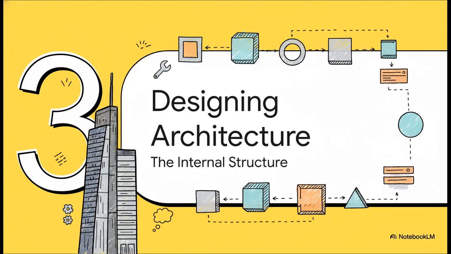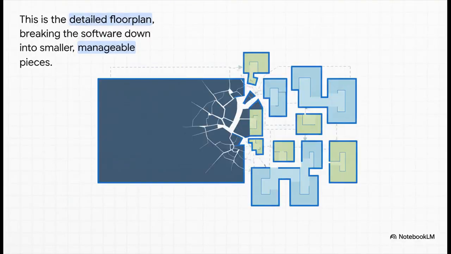All right, once those big, high-level rules are locked in, it's time to start drafting the internal architecture. We're moving from the outside view of our skyscraper to mapping out its internal structure. If that last section was the architect's grand vision, this part is the detailed floor plan for every single level. This is where you break the entire massive software project down into smaller, more manageable parts. You're defining every room, what it's for, and exactly how it connects to all the other rooms.